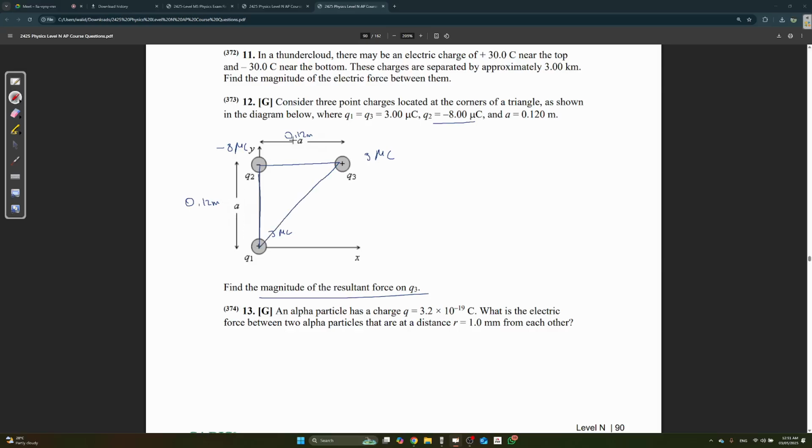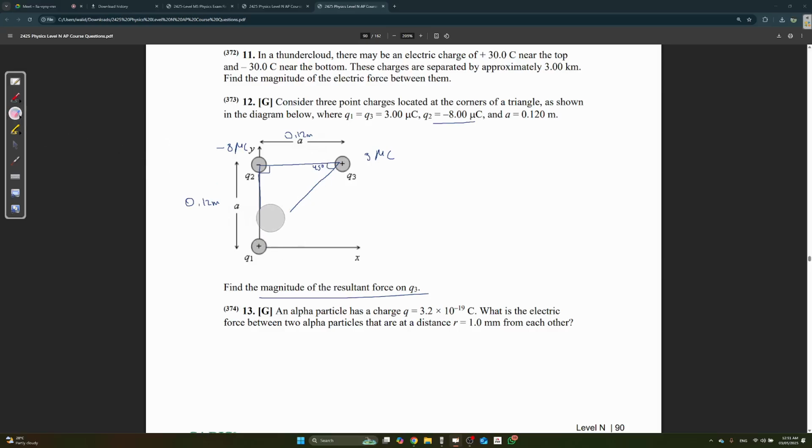Okay, so 0.12, 0.12. Obviously this angle over here will be 45 degrees, and this will be 45 degrees. If you just do shift tan, opposite over adjacent, you're going to get 45 degrees. So we have 45 degrees, 45 degrees. This will obviously also be 45 degrees as well. So we see what's going on.